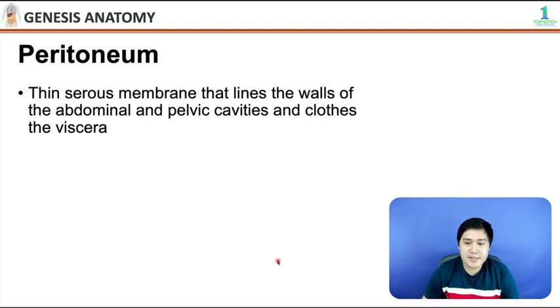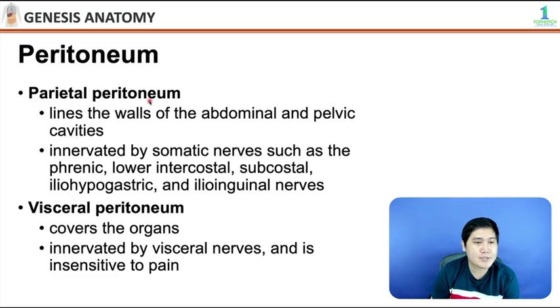So let's now go to the peritoneum. Your peritoneum is a thin serous membrane that lines the walls of the abdominal and pelvic cavities, and clothes the viscera. Just like your pericardium and your pleura, it has two layers: a parietal layer and a visceral layer. Similarly, the parietal layer will line the abdominal and pelvic cavity, while the visceral layer is closely attached to the organs.